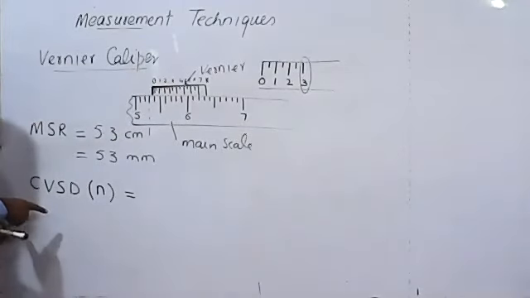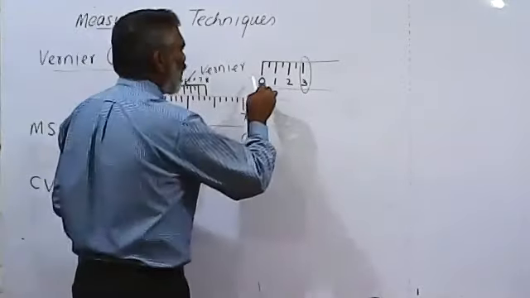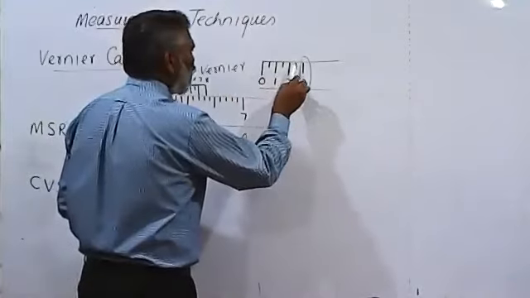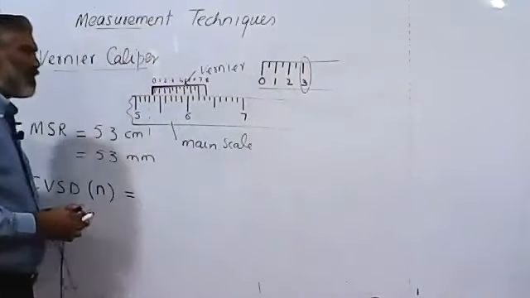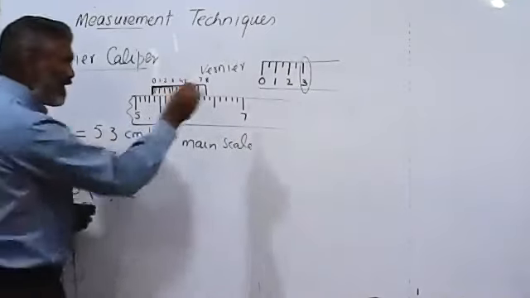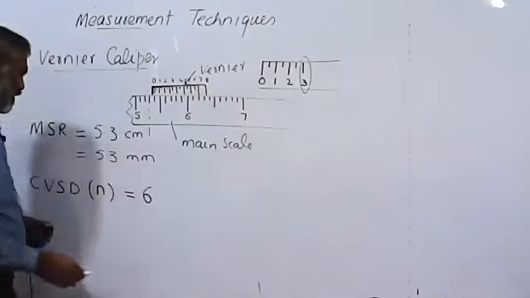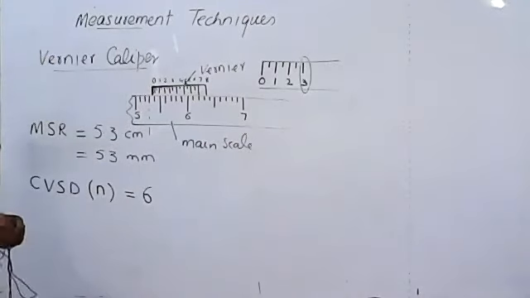You will be tempted to write 3 here, but 3 will be incorrect. This is in fact 1, 2, 3, 4, 5, 6. This is actually the 6th division on this scale. So if it is 3 written on that, it is 6 in fact, which is the coinciding Vernier scale division.